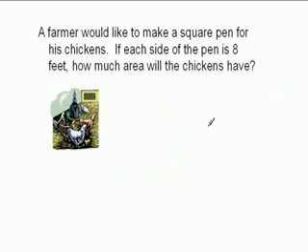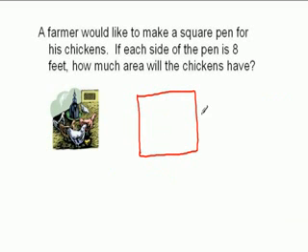So let's practice. A farmer would like to make a square pen for his chickens. If each side of the pen is 8 feet, how much area will the chickens have? Well, first of all, I like to draw all of my stuff. It says it's a square pen, and because it's square, all sides are equal. So that means each side is 8. It also says how much area will the chickens have, so we need to use the formula area equals length times width.